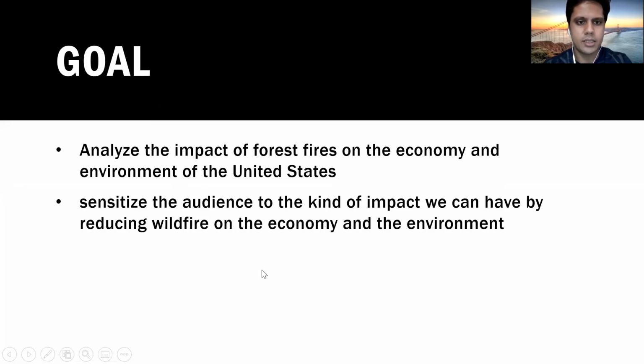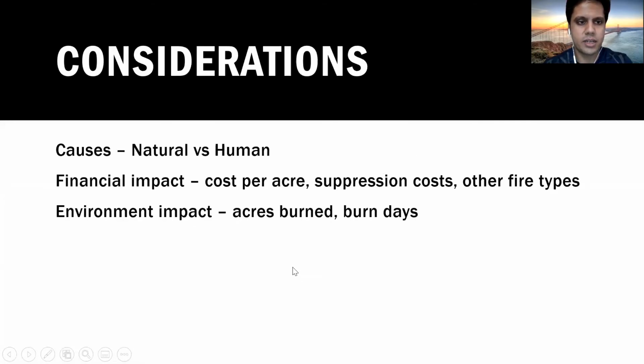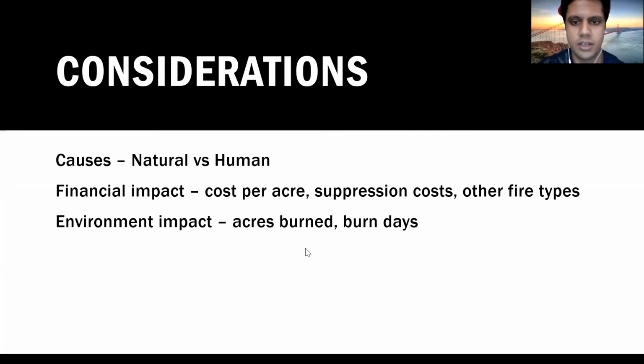To analyze the goal, we have investigated the primary cause of forest fires in the US, that is natural causes or human related causes. We have looked at the cost per acre burned, suppression cost, and the land loss over the years to understand which cause has more financial impact. To understand the environmental impact, we have looked into the acres burned and burn days. Now I hand it over to my teammates to talk through each component of our project.